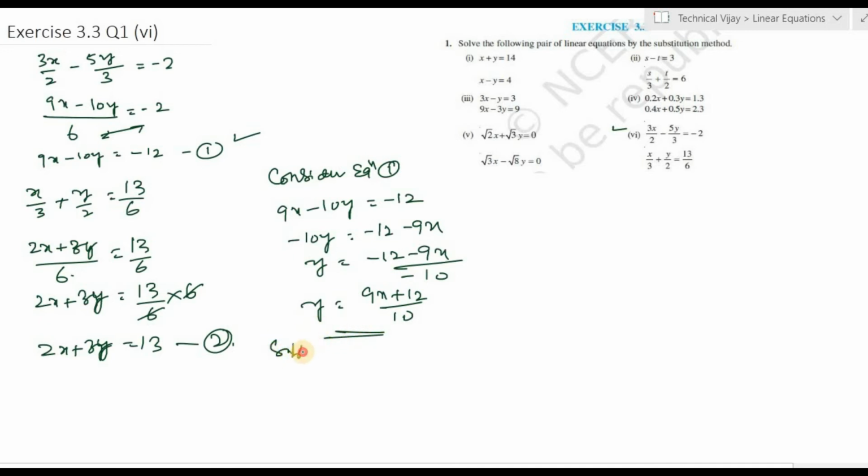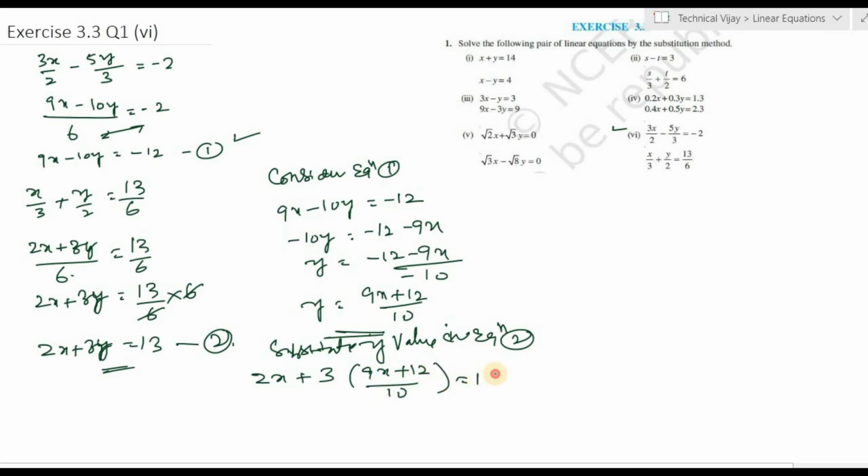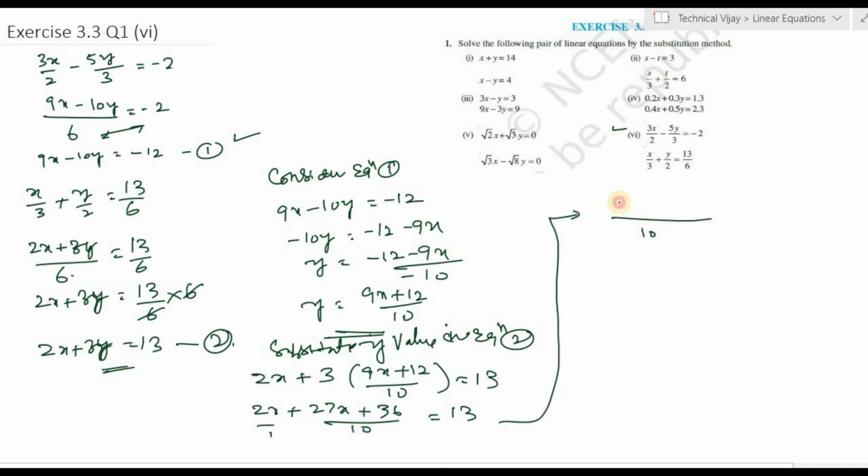So substitute the y value in equation 2. This is equation 2. So 2x plus 3 into y, that is 9x plus 12 divided by 10, is equal to 13. Okay. So here 2x plus 3 nines are 27x plus 36 divided by 10 is equal to 13. See here, you will take the LCM. So 10 is the LCM. So 20x plus 27x plus 36 is equal to 130.